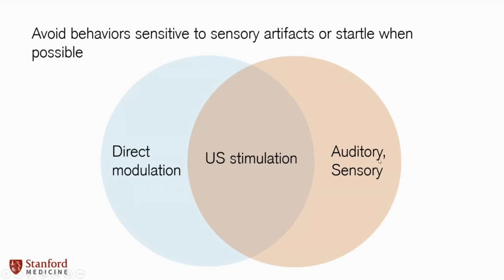And whatever it is that we're doing with our ultrasound, we're trying to do direct neuromodulation. So it's shown on the left here. But we're definitely going to get a little bit of overlap in this auditory sensory region. So I want you to remember that when you're thinking about experiments or looking at someone else's, that whatever the phenotype is, hopefully it's not related to these two on the far right. So try to avoid those behaviors that are sensitive to an animal being startled by sound or feel.